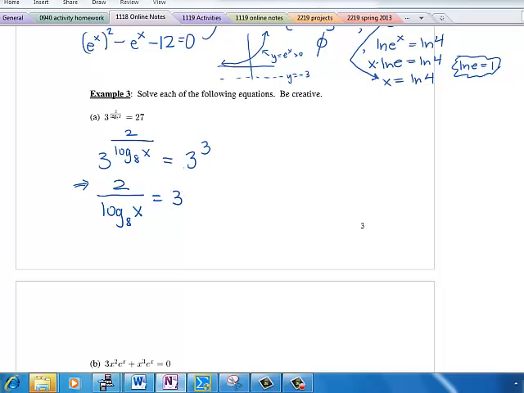Then if I cross multiply, I'll have 2 equals 3 times the log base 8 of x. Multiply both sides by the log base 8 of x. Then try to get this 3 out of the way, or I could move the 3 up as an exponent on x. Either way, I'll do 2/3. Like this, 2/3 equals log base 8 of x. We still need to get to just x, so we need to switch to exponential form.